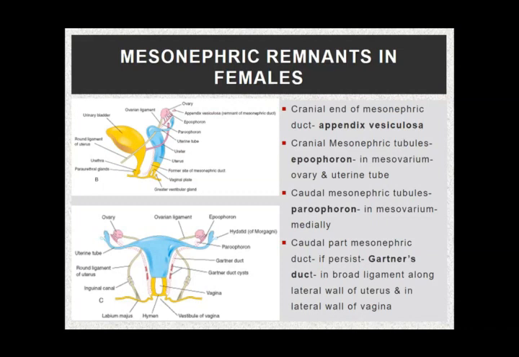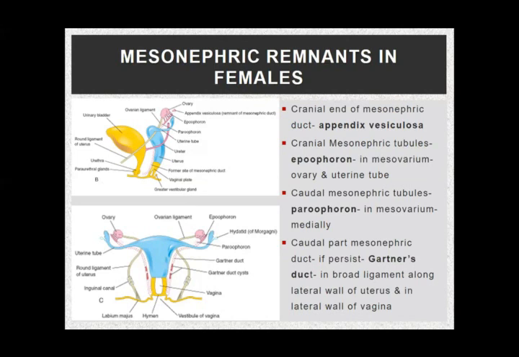If you can appreciate the location, it is lying in the broad ligament, in the two leaves of the broad ligament, running along the side wall of the uterus and the vagina. That is Gartner's duct. Its importance is that at times a cyst may develop in it, which we call Gartner's cyst or Gartner's duct cyst. Otherwise, even if no cyst develops, its presence cannot be appreciated. That was about the duct.